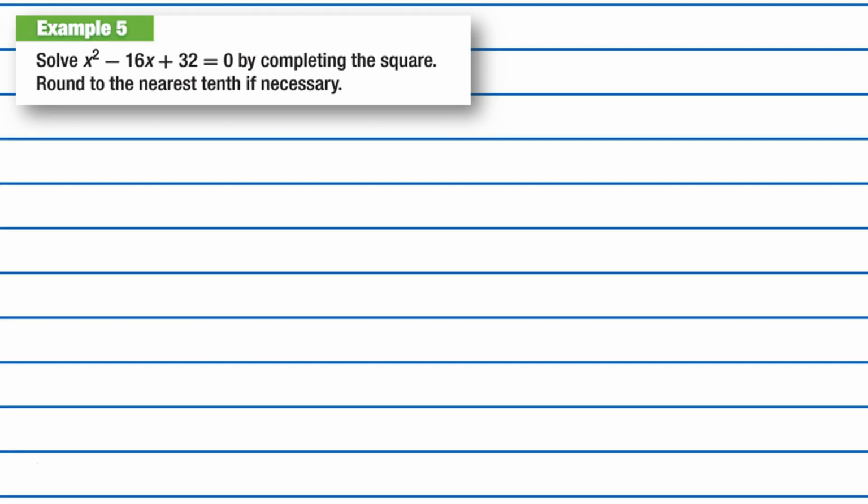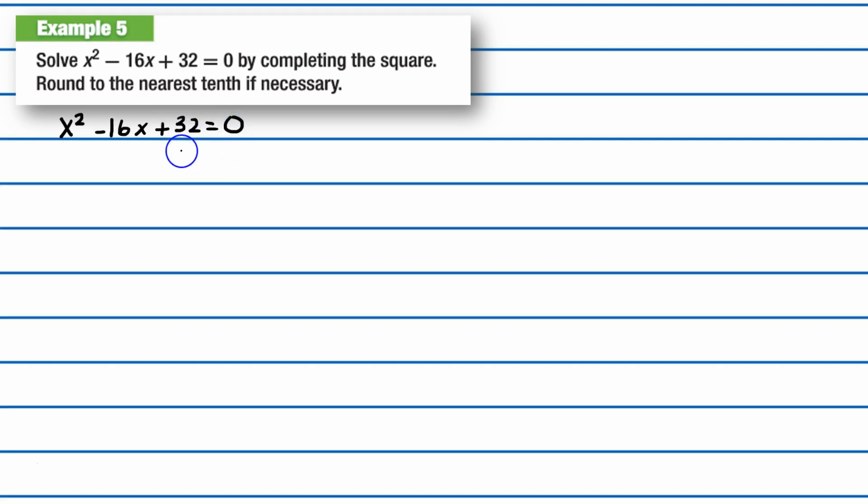Alright, so example 5. We want to solve x squared minus 16x plus 32, which is equal to 0, by completing the square, and it says to round to the nearest tenth if necessary. So let's write down our problem again. x squared minus 16x plus 32 is equal to 0.